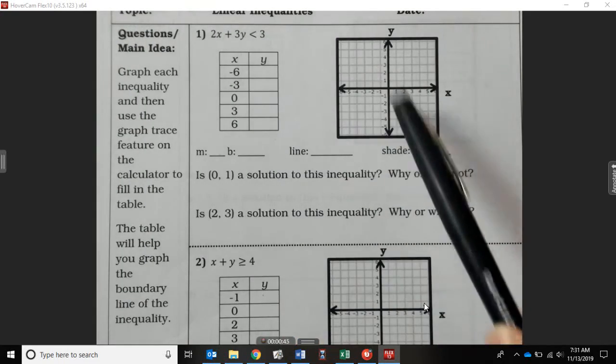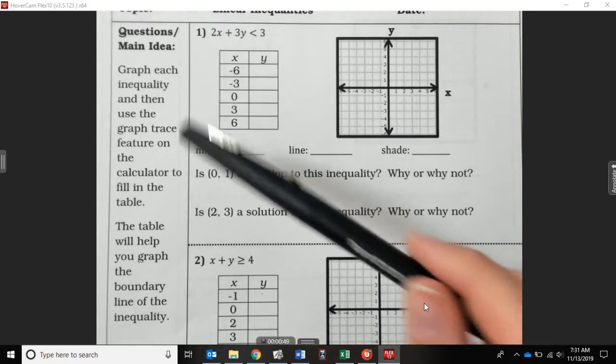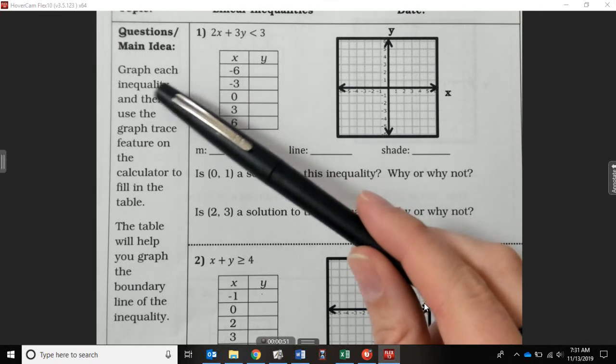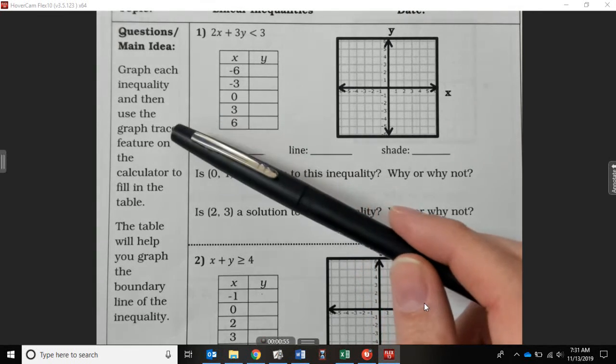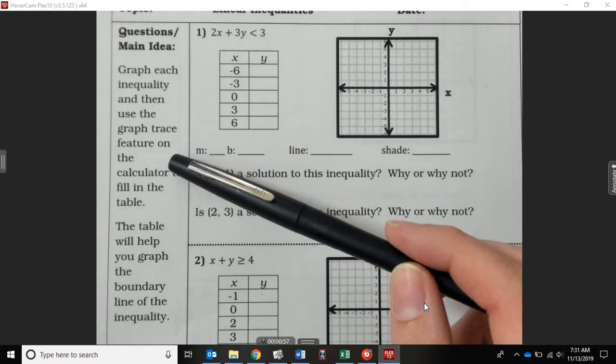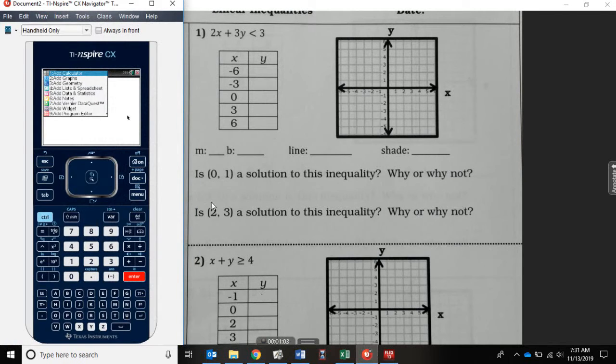And we're going to graph it. And to help you graph it, I've made a little table for you to fill out. And we're going to do that by graphing each inequality on the calculator and then using the graph trace feature that will allow us to fill in the table. So let's go to our calculator, and we're going to get a graph page and delete the equal sign and pick a relation. And here we can type in that inequality for number 1.